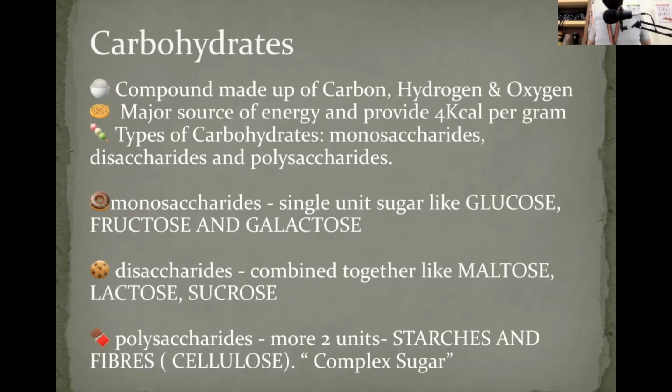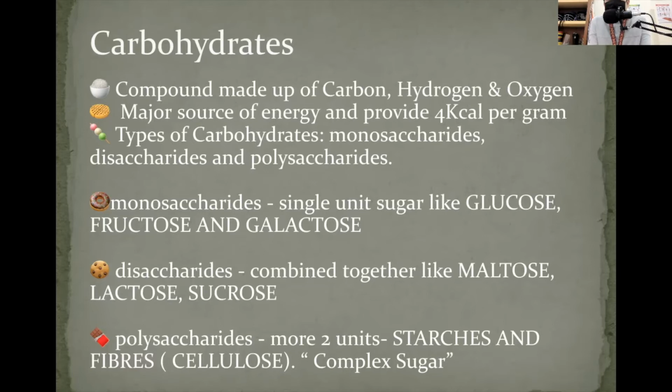Let's talk about carbohydrates. Carbohydrate is a compound made up of carbon, hydrogen, and oxygen. It is a major source of energy that provides 4 kilocalories per gram. This is a good source of energy. And did you know that carbohydrates have three types? They are monosaccharide, disaccharide, and polysaccharide.